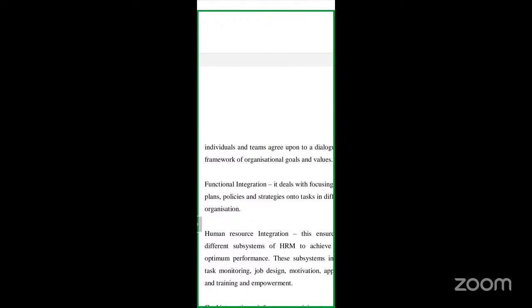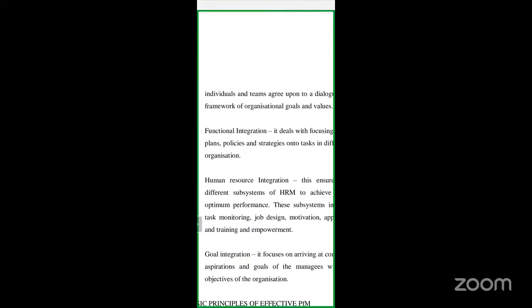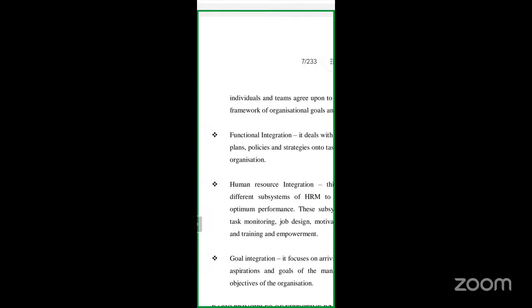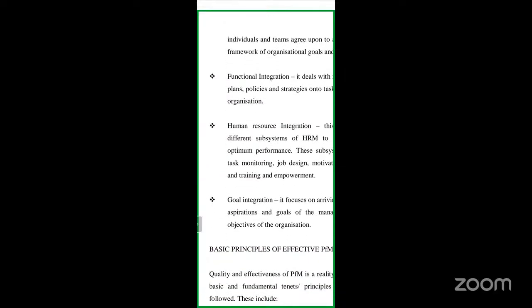team members. Then after the vertical integration, we go for the functional integration. It deals with focusing on several functional plans, meaning policies. When we want to have some new policies or we want to have some strategies to be applied for the organization, then there should be a functional integration, meaning the functioning of the organization. When we have an integration of all this, only then can we achieve the goal, the throughput.